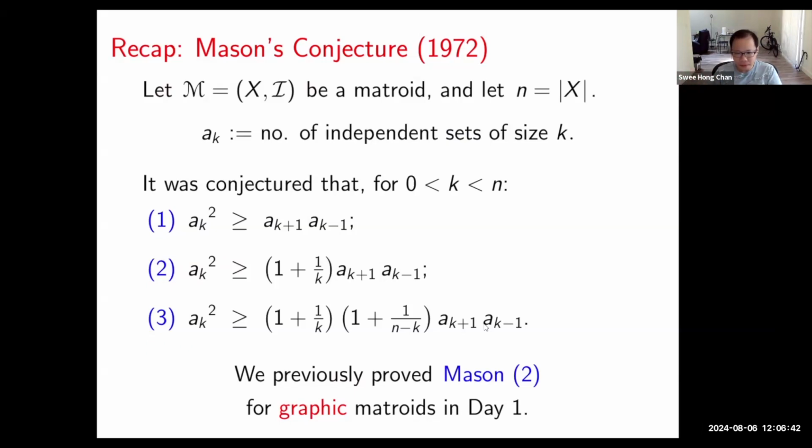And previously, we proved Mason 2 for graphical matroids on day one, by using the combinatorial atlas. And today, our goal is to prove Mason 3, again by using the combinatorial atlas, for all matroids. And furthermore, if we have enough time, we will go for Mason 4. It turns out there is actually a stronger form of log-concavity that Mason did not conjecture, or did not see back then. That is our goal for today.